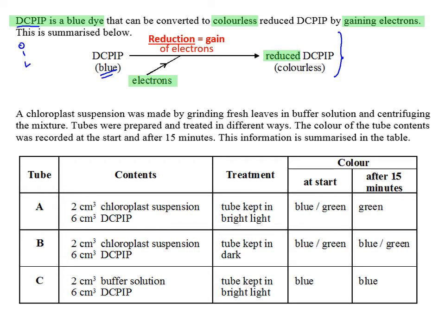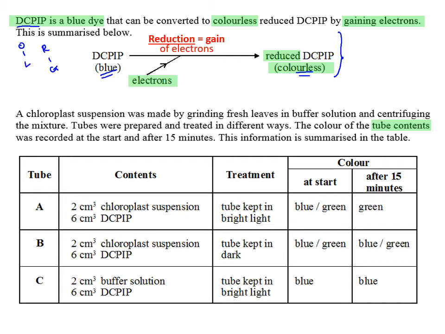So oxidation is loss of electrons, and reduction is gain of electrons or gain of hydrogen. So reduced DCPIP is colorless. So it's important to use this information. Now, we've then got the results of the experiment in the table below.